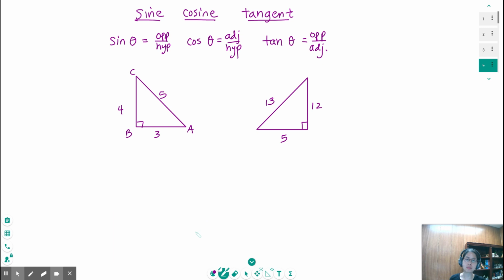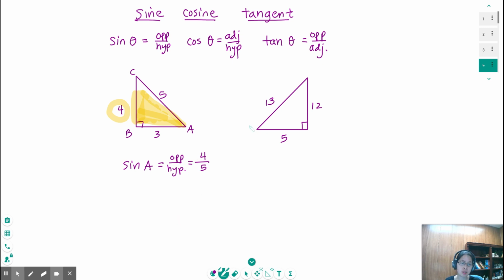All right, so what does this mean? Well, the way I like to look at it is the angle is like a flashlight. If you're looking from A, you're looking like a flashlight shining across at the opposite, which is 4. Now the hypotenuse is always the longest side. So if we're looking at sine A, we're looking at opposite of 4 and a hypotenuse of 5.